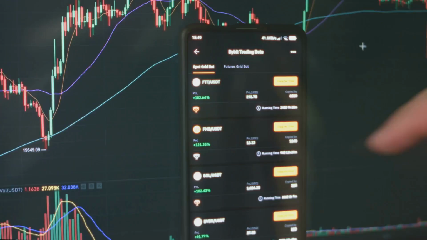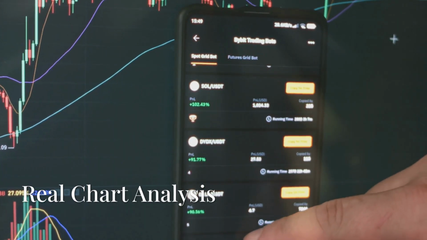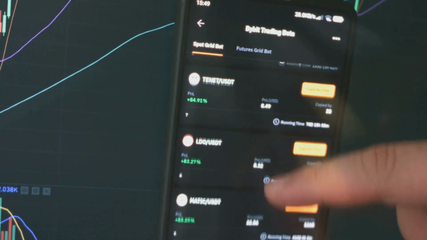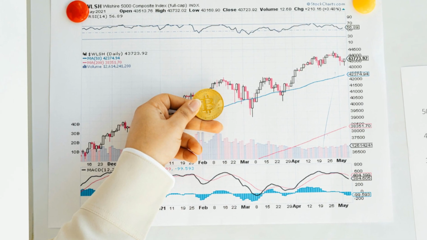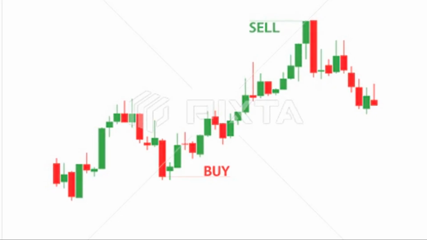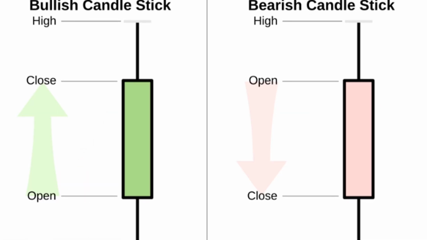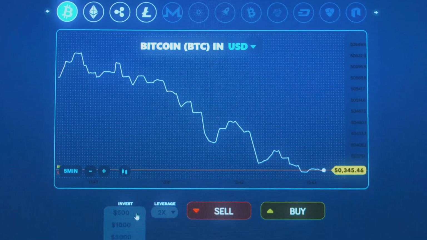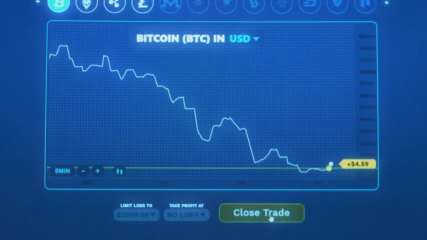Let's walk through a real chart together, step by step, so you can see how everything connects in one powerful system. We'll use a candlestick chart of Bitcoin. First, we check the time frame. Let's start with the daily view to see the big picture. Now look at the trend. Are we seeing higher highs and higher lows? That means it's an uptrend. If it's lower highs and lower lows, it's a downtrend.